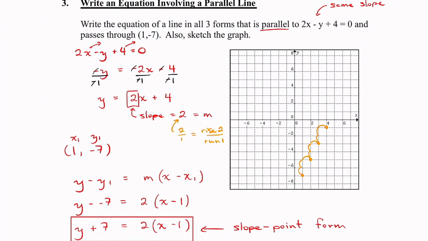All we've got to do now is draw our line through our points, and then at the end of the line, just put your arrows on there. So that one is all done. That one involved a parallel line.